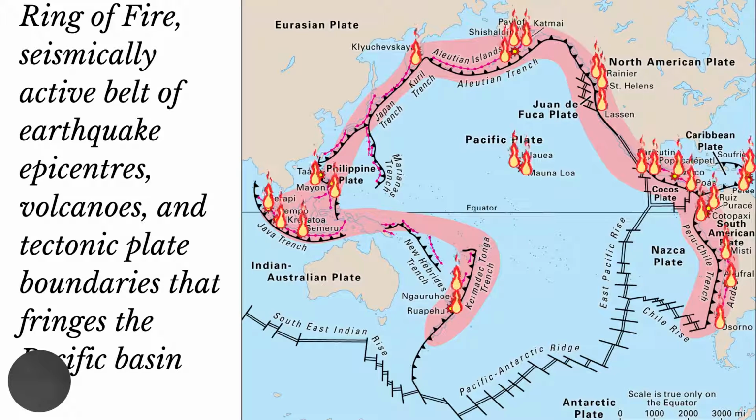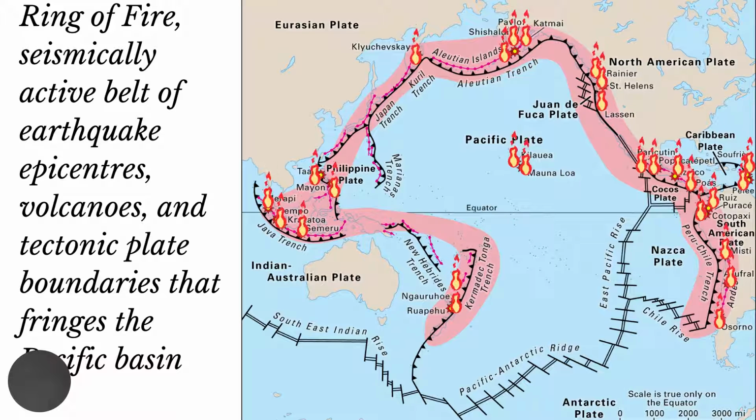But if we look at this map, it is showing the margins that generally surround the Pacific plate. This is the main area on the globe where most of the earthquake activities and the volcanic activities occur. This is called the Pacific Ring of Fire.